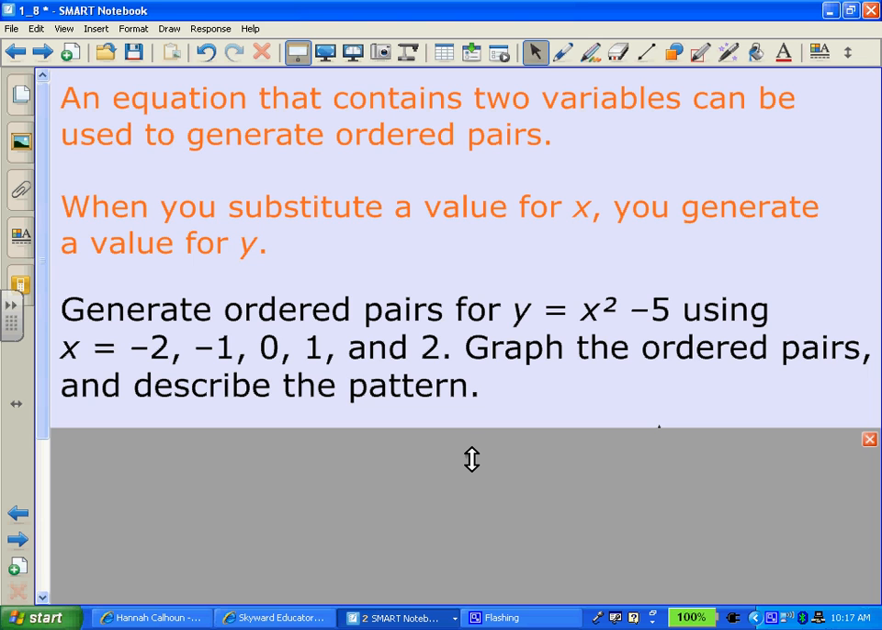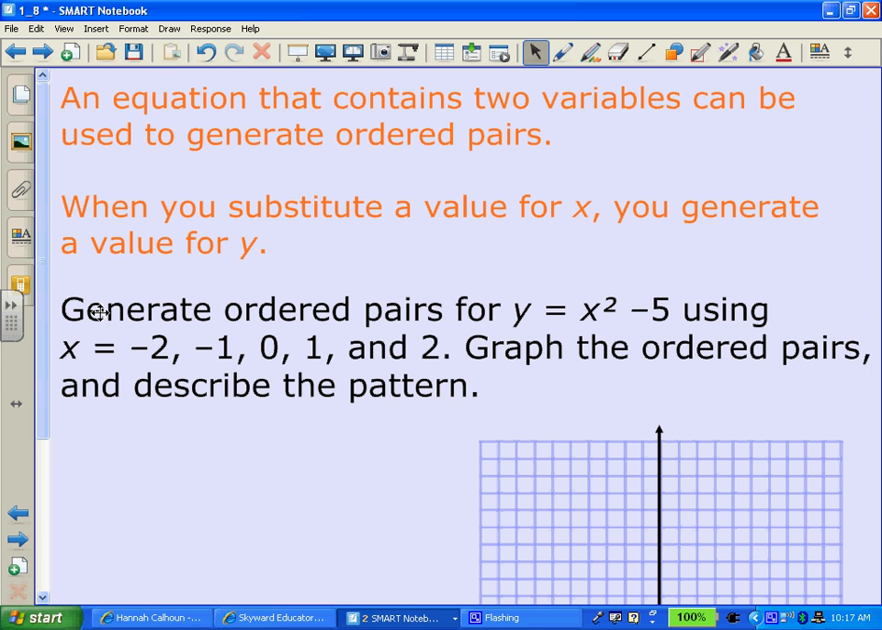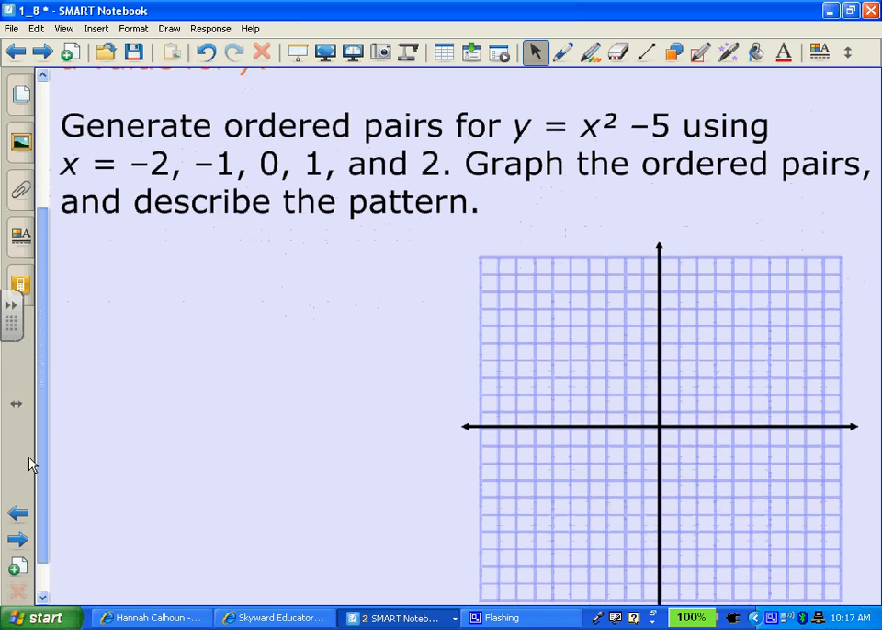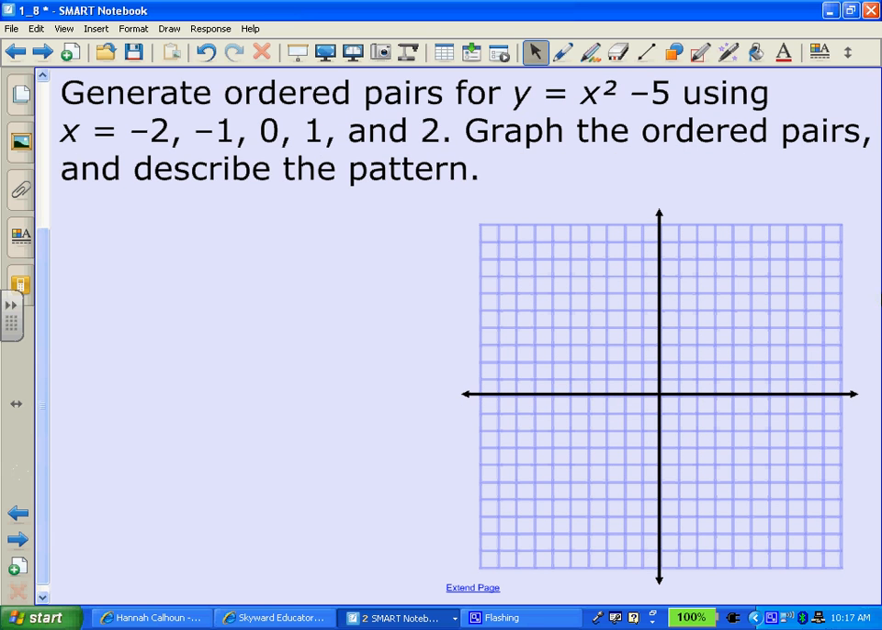So we have: generate ordered pairs for y equals x squared minus 5 using x equals -2, -1, 0, 1, and 2. And then it says graph the ordered pairs and describe the pattern. So what we're going to do is create a table. This is how we're going to graph until we learn other ways. So in our table we have an x column.